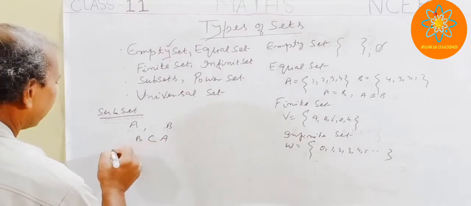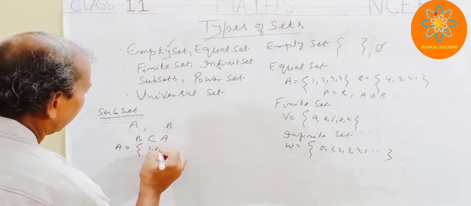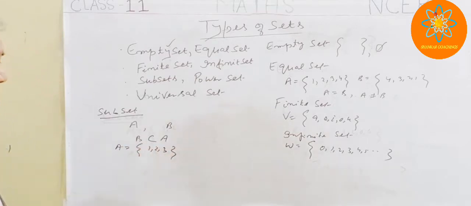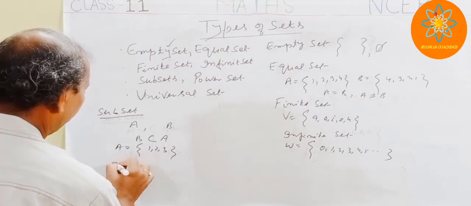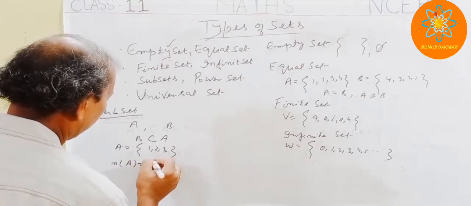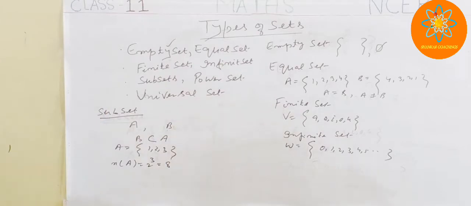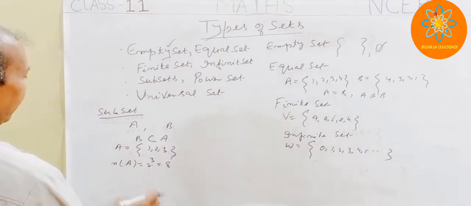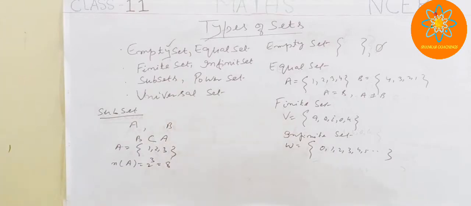Let's suppose I am taking one example. A is, let's suppose, given as 1, 2 and 3, and if I want to find the subsets B, I can say that the value of n(A) is 3, so the number of subsets is 2 to the power 3, which means 8 possible subsets are there. So if I collect all the subsets of that A, that will be equal to the power set.